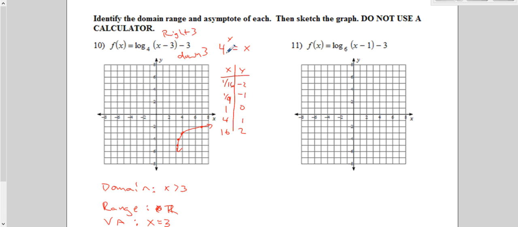Anyway, okay, let's look at number 11. So my domain for number 11, x is greater than my h value. My h value is just the 1, not the negative, it's just the positive 1. So x is greater than 1. My range is all real numbers. And my vertical asymptote is x equal to 1.